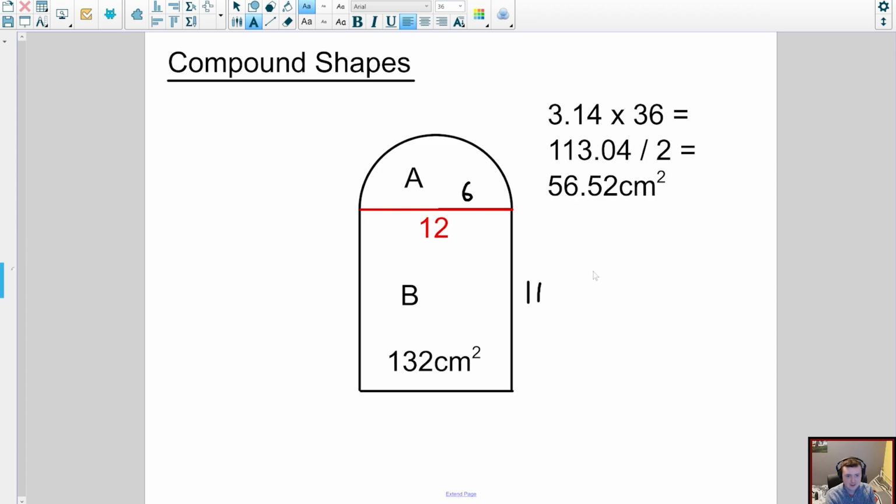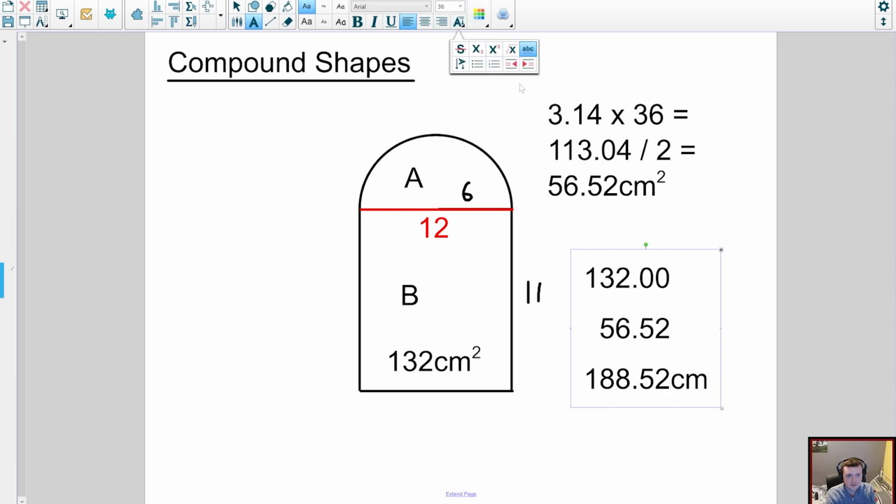So now I've got A, so 56.52 and 132. I'm going to add them together. So I've got 132.00, I've got 56.52. Going to do it in the non-calculator method. So we're going to do 0 and 2 is 2, 0 and 5 is 5. I'm going to put my decimal point in the same place. 2 plus 6 is 8. 3 plus 5 is 8. And then 1 plus nothing is 1. And so finally my answer is 188.52. And that would be centimetres squared.